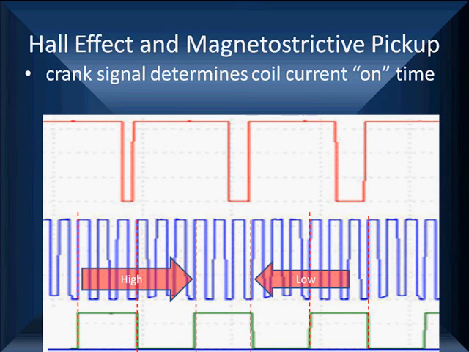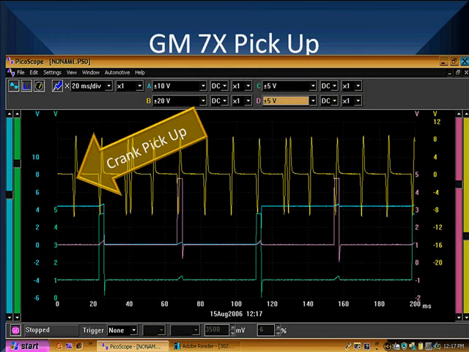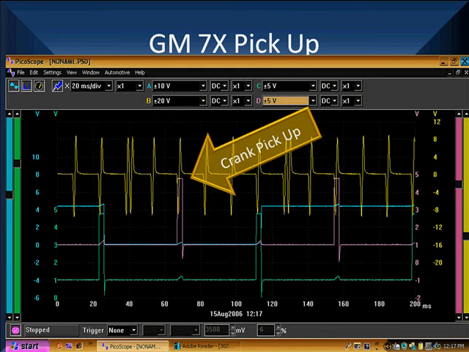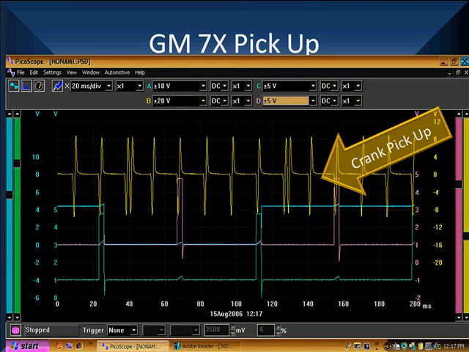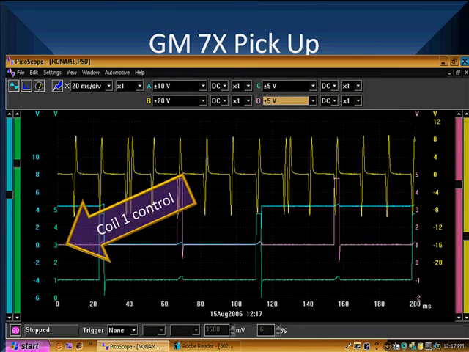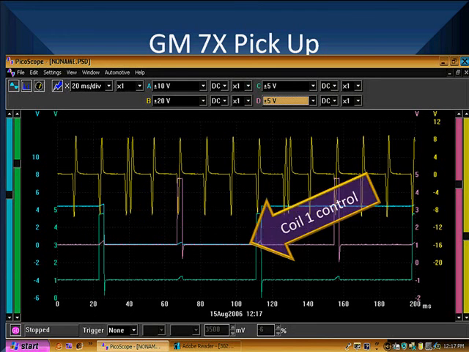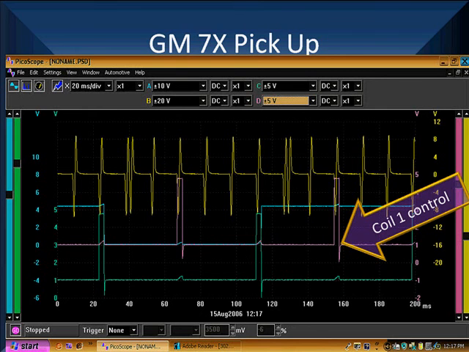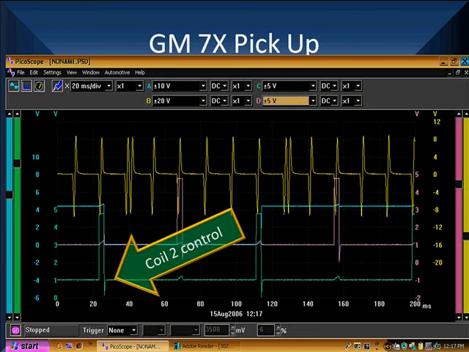Well, let's go back and look at our 7X signal. Here is our crank pickup from our 7X signal. It's up there in yellow. We just got through looking at it, but now we put some different stuff up here with it. Now we're going to look at coil control number 1, which just happens to be purple. And we see it going across there, and there's 2 of them. This is a 4-cylinder engine.